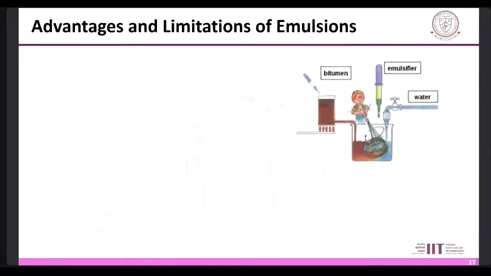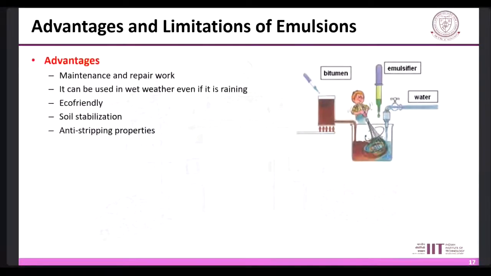There are different advantages and limitations of the emulsions. The advantage is in maintenance: it can be used in maintenance and repair work in a very easy, efficient way, where we do not have to take our whole machinery. We directly take the emulsion in a packet or container and use it to repair the deformed part. And it can be used in wet weather also. Even if it is raining, we can use the emulsion, but it is not possible with bitumen to work in wet weather or rainy conditions.